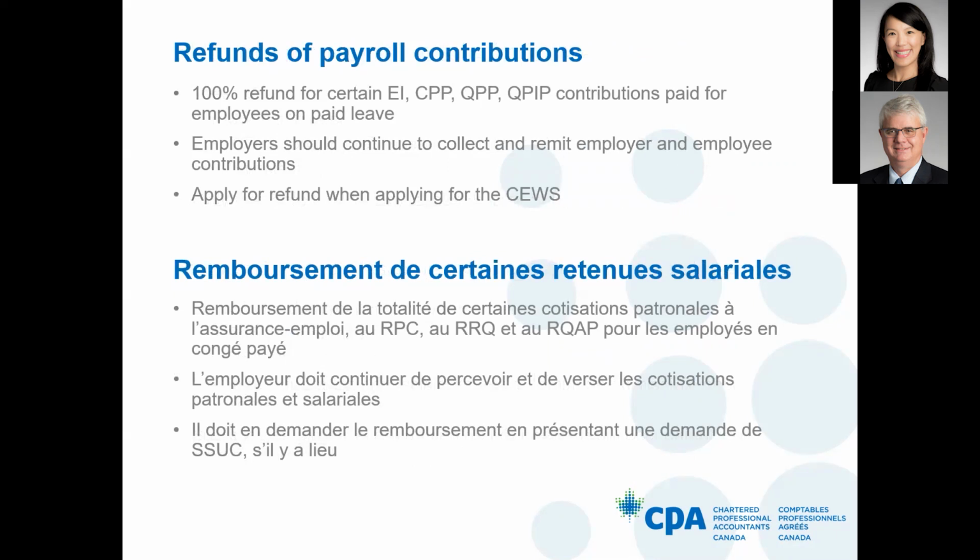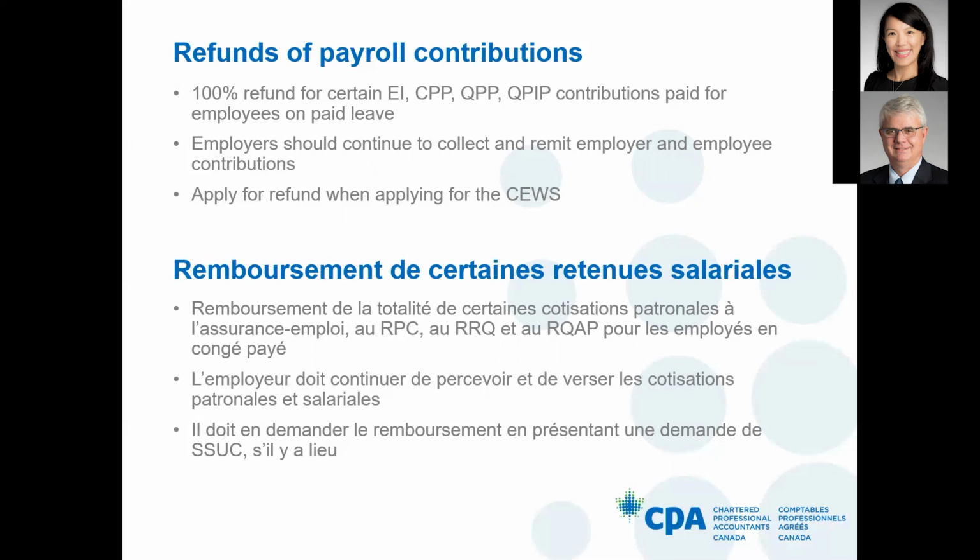So the final piece of the basic computations I want to mention is this new feature that was included in the final legislation, in that the employers can get a 100% refund on contributions paid to EI, CPP, QPP, or QPIP for employees who are on paid leave. This refund will be added to the subsidy paid to the employer, and the refund will not be limited to the $847 benefit cap I mentioned previously.